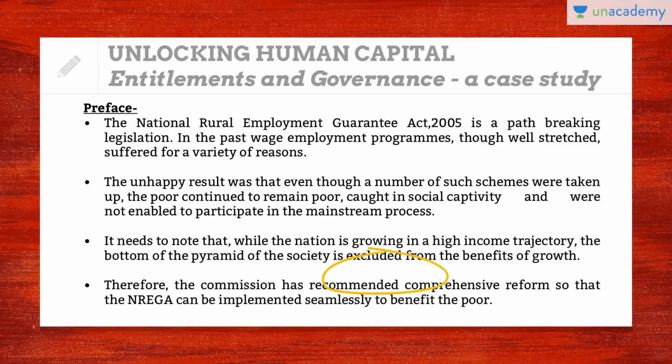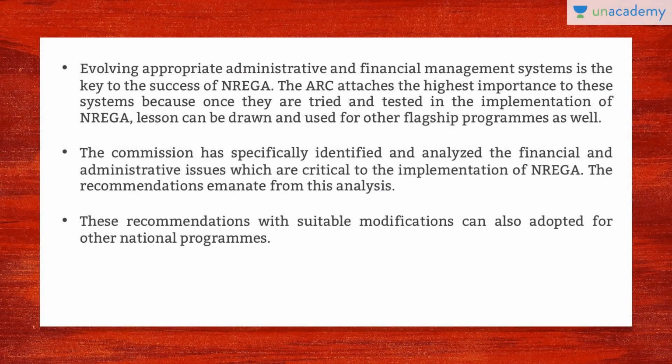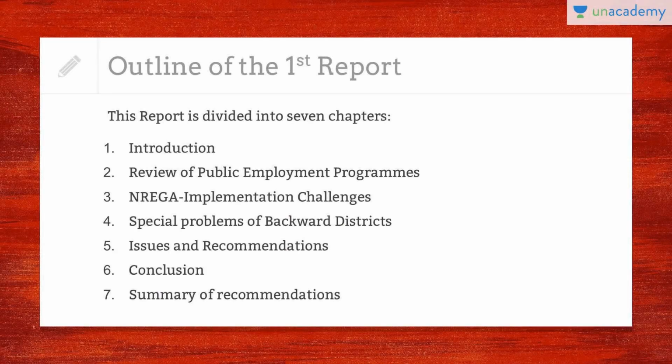The Commission has recommended comprehensive reform so that NREGA can be implemented seamlessly to benefit the poor. First of all, they have to evolve an appropriate administrative and financial management system, because that is the key to the success of NREGA. And the ARC attaches the highest importance to these systems, because once they are tried and tested, lessons can be drawn and they can be replicated in other flagship programs as well, not just NREGA. The Commission has specifically identified and analyzed the financial and administrative issues which are very critical to the implementation of NREGA. These recommendations emanate from this analysis, and with suitable modification, they are also applicable to other national programs. So let us see these recommendations.